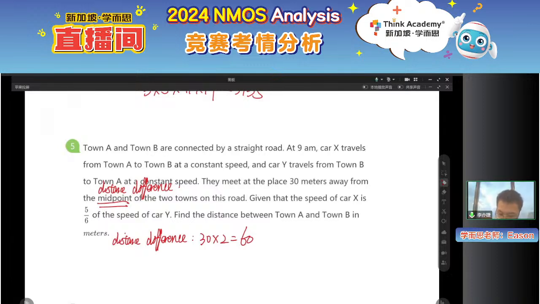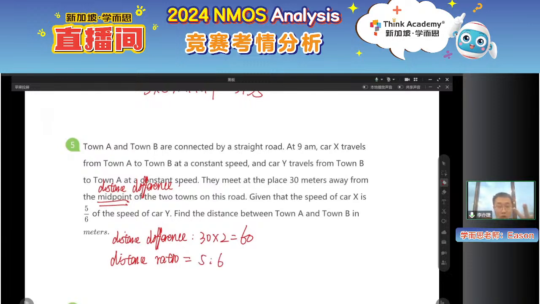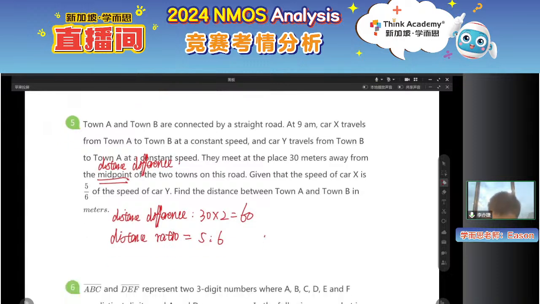And then we know X and Y have a speed ratio. As they depart at the same time, the speed ratio equals the distance ratio. So the distance ratio equals the speed ratio, which is 5:6. So we know the ratio and the difference, so we can find 1 unit and get the total distance. 1 unit equals 60, and the total length of AB equals 5 plus 6, which is 11 units, so it's 660. Easy question again.